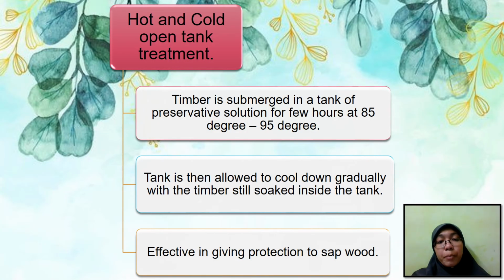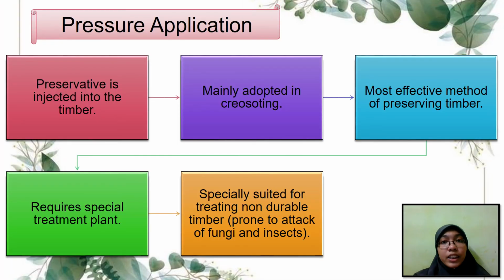Hot and cold open tank treatment. Timber is submerged in a tank of preservation solution for few hours at 85 degrees to 95 degrees. Tank is then allowed to cool down gradually when the timber still soaked inside the tank, effective in giving protection to said wood. Finally, for pressure application, preservative is injected into the timber, mainly adopted in creosoting. Most effective method of preservative timber requires special treatment for plant, specially suited for treating non-durable timber prone to attack of fungi and insects.